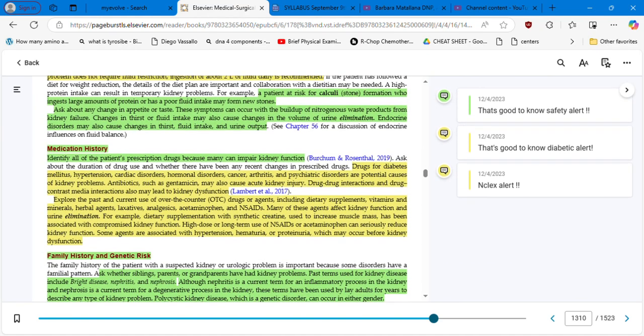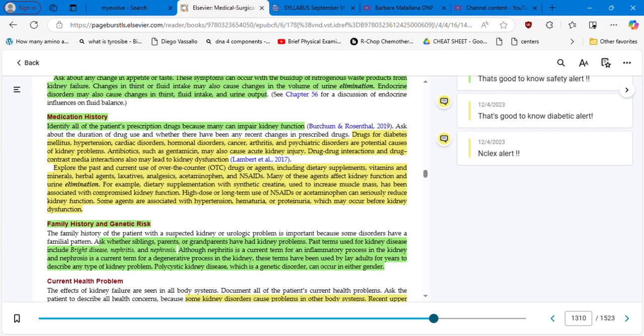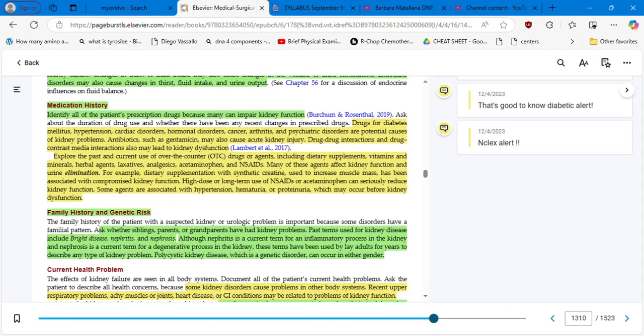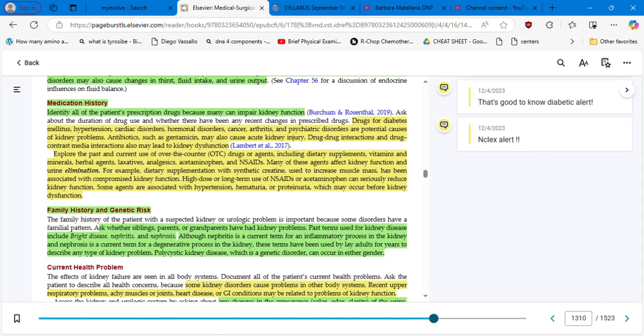Also, we need to assess for a patient at risk for calculi stone formation who ingests large amounts of protein or has a poor fluid intake. That's why the stones are forming. Ask about any changes in appetite or taste, okay? Ask if the patient is thirsty very often, or if the intake of fluids is different from the urine output. Also, endocrine disorders can cause changes in thirst.